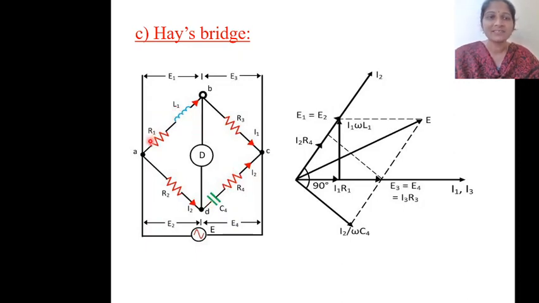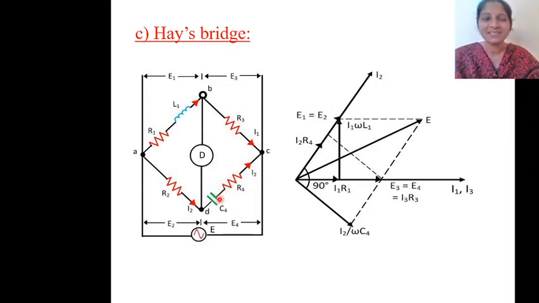Always remember one thing: the unknown inductance is placed in the first arm only. So this is the first arm. Z1 is the impedance of the first arm, that is Z1 is equal to R1 plus j omega L1, and Z2 is purely resistive, equal to R2. Z3 is also purely resistive, equal to R3, and for Z4, these two are in series. For a capacitance, the reactance is 1 by j omega C4. Series means plus R4. So Z4 is nothing but R4 plus 1 by j omega C4.